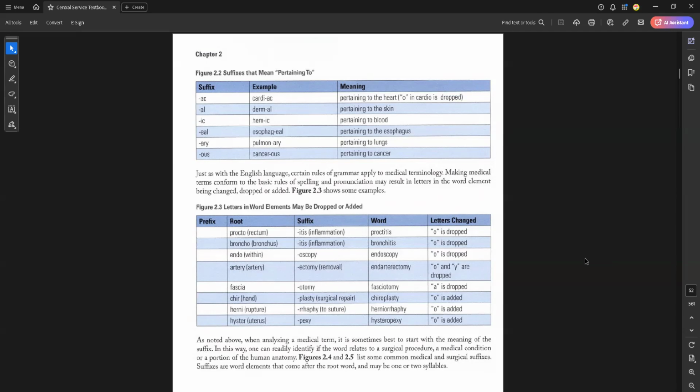When it comes to figure 2.3, letters in word elements may be dropped or added. There are a lot of examples over here. Look at the word proctor, the first one. Look under letters change: O is dropped. Then somewhere else, when you look under that, O is added. So in some places O is dropped, in some places O is added, just for the sake of the combining vowel, for ease of pronunciation. Okay, let's go to the next page.